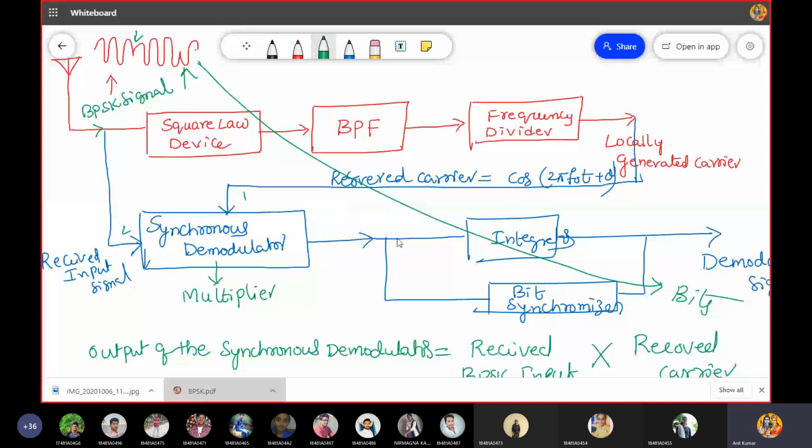If you pass this particular signal, whatever output is generated by the synchronous demodulator is given to the integrator. If you apply the output of the synchronous demodulator to the integrator, it generates the bits here. It performs the integration for this waveform. If you perform the integration for this waveform, how does it generate the bits at the output of the integrator? Let us see. So in the next class, I will tell that particular thing.